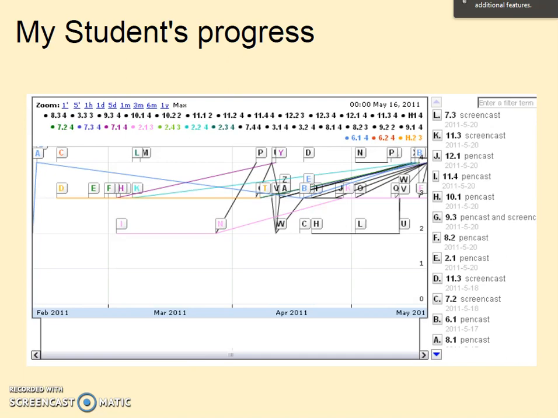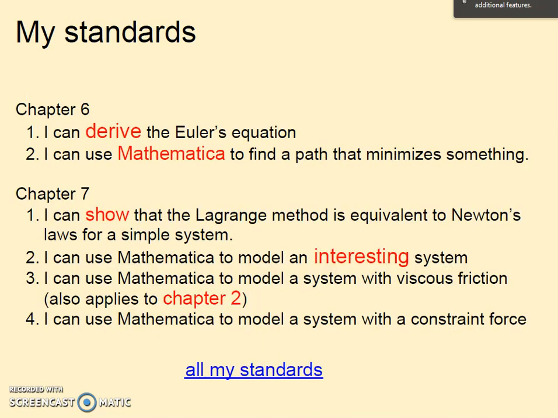Now, his standards-based grading involved upper level courses in physics. So he had broken down into the different chapters what are the most important things that you want your students to know. So in this situation, if you look at chapter 6 and chapter 7, can they derive Euler's equation? Can they use Mathematica to find a path that minimizes something? Can they show the Lagrangian method is equivalent to Newton's law? Now, this is kind of above and beyond what we're going to be doing with 8th grade math or science classes. We're not going to be doing Lagrangians in those classes.